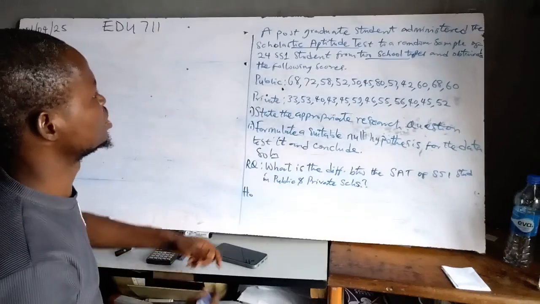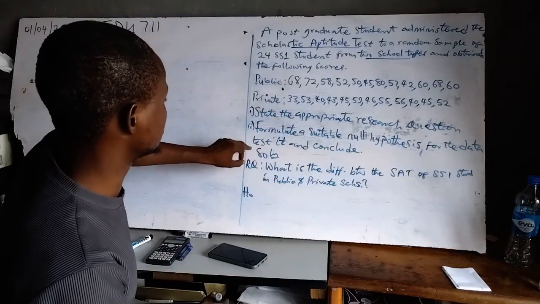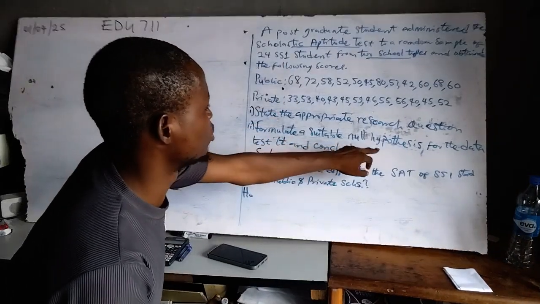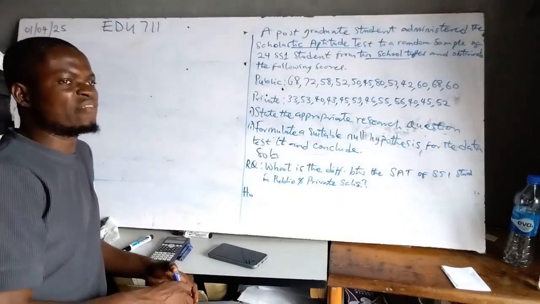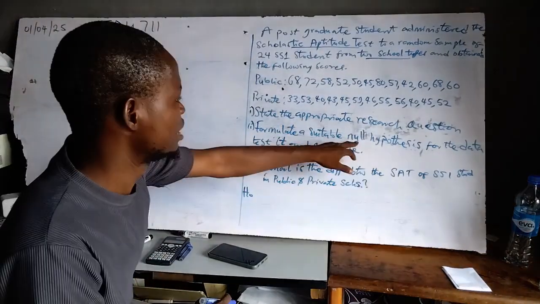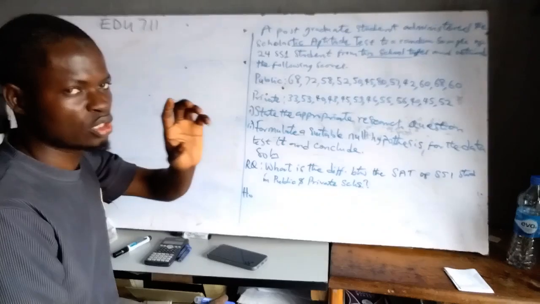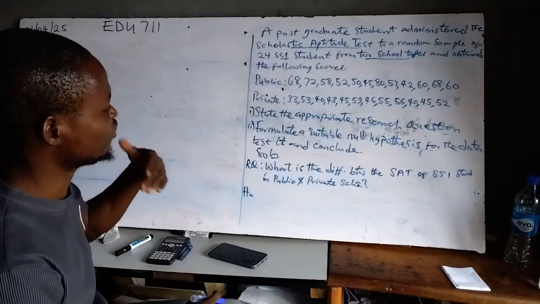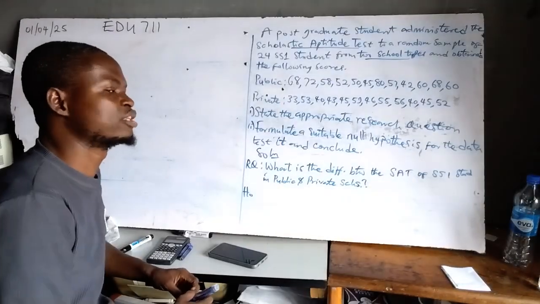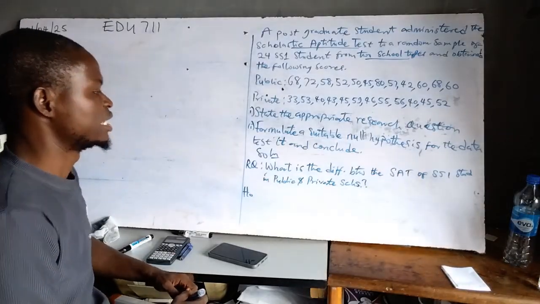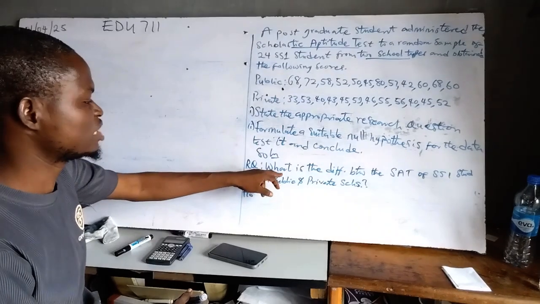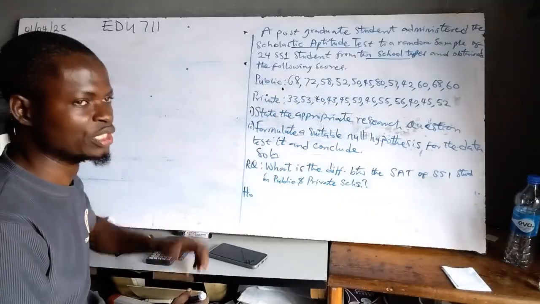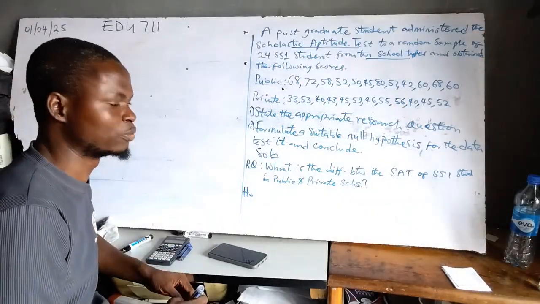Like it was stated in the question, formulate a suitable null hypothesis. Note that even if the question did not say null hypothesis, you must always formulate a null hypothesis. Take note of that. So when you are formulating a null hypothesis, it is just like answering this question in a negative way. That will give you your null hypothesis.